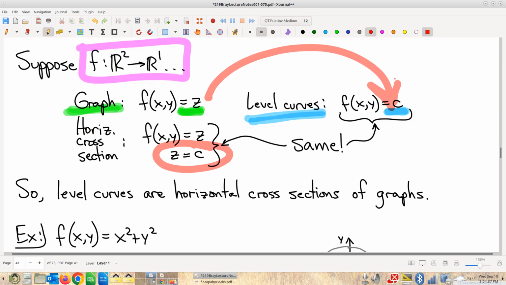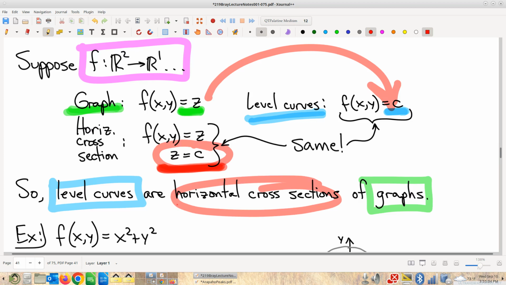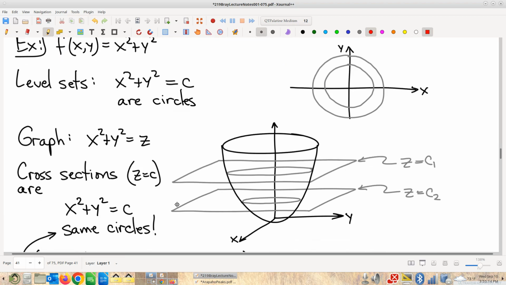So let me write this down then. Level sets can be thought of as relating to graphs by this process of setting z equal to c. And now, a geometric appeal: if you set z equal to a constant, that's a horizontal plane, you're effectively taking a horizontal cross section. So level sets are horizontal cross sections of graphs. Everybody buy it? Let's see an example.